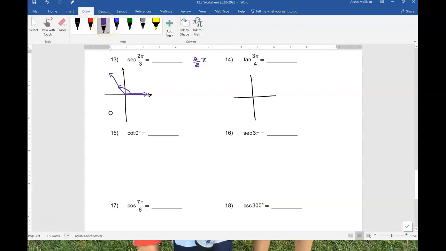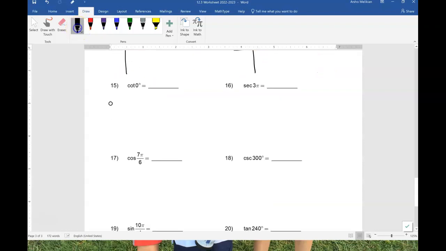So here we go. This is my initial side. So 3 pi over 4, this is the same as 3/4 of a pi. So is 3/4 less than or greater than a half? Greater than a half. Is it less than or greater than 1? Less. So it's going to be over there. 3/4 of a pi.